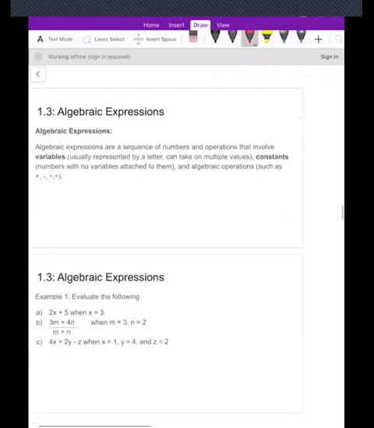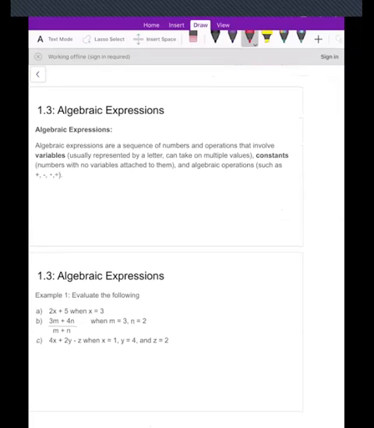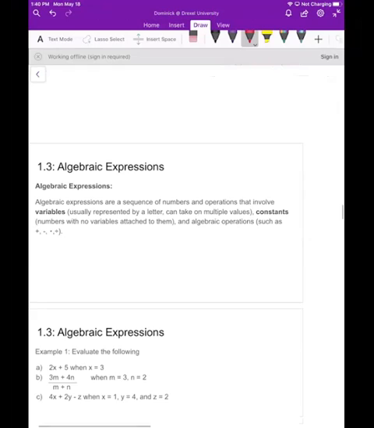Okay guys, welcome. Today we're going to have a very short video on algebraic expressions. We're just going to talk about some of the basics of what we mean by an algebraic expression and some terminology that will come across pretty frequently. Okay, so first of all, what do we mean by an algebraic expression?